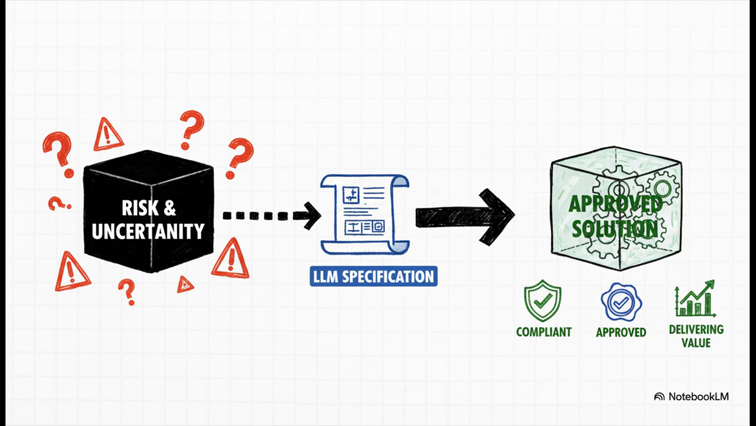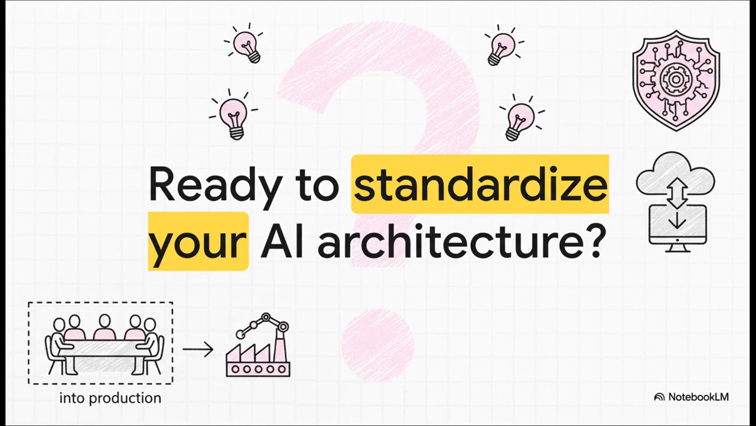The companies that figure this out are the ones getting their best innovations to market faster and safer than everybody else. So I'll just leave you with this question. Are you ready to stop debating risk in meetings and start standardizing your AI architecture for real? You can go and download the entire open source framework from Necessary Security's GitHub repository right now. Go take that first step and get your most innovative projects out of the committee room and into production where they belong.